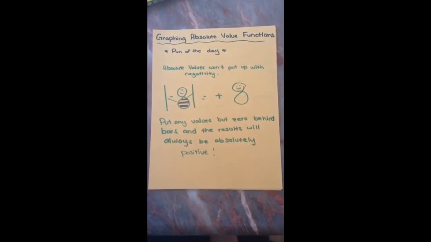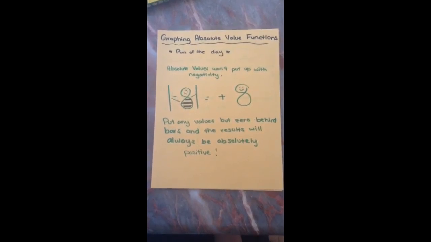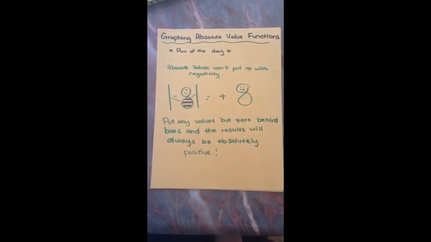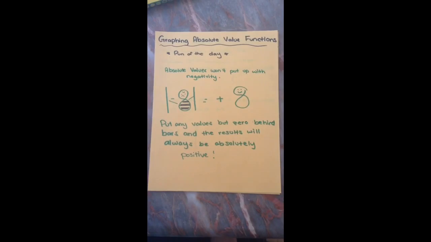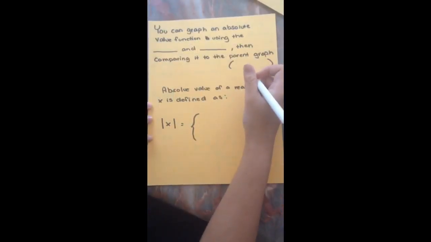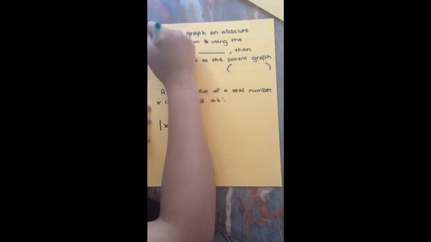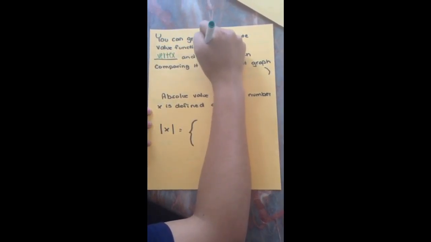Graphing absolute value functions. Pun of the day: absolute values won't put up with negativity. Put any values but 0 behind bars and the results will always be absolutely positive. You can graph an absolute value function using the vertex and symmetry.